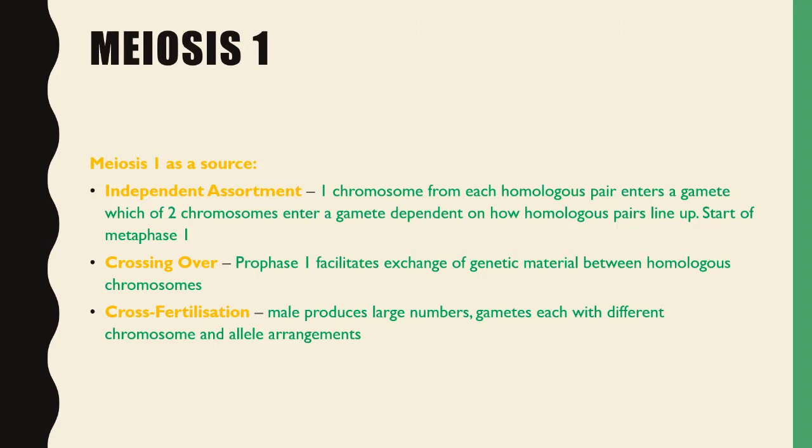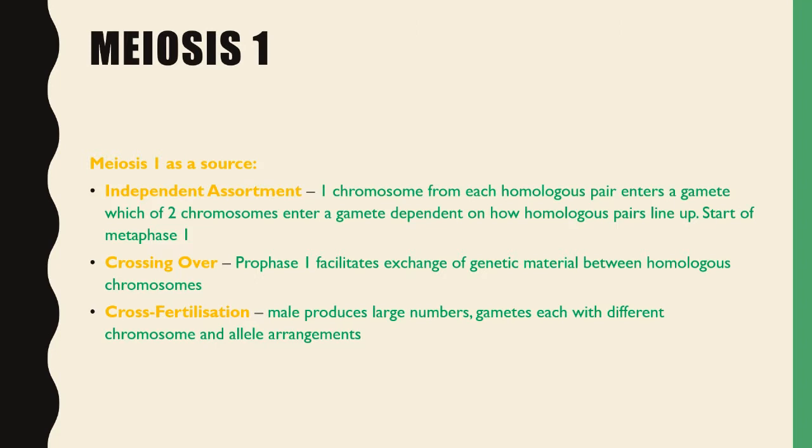If you did AS biology, which I'm sure you would have done if you're in the A2 part, then you will know all about meiosis. There are 3 different forms of meiosis 1 that act as a source of genetic variation. The first one is independent assortment, because one chromosome from each homologous pair will enter a gamete, and which of the two chromosomes will enter a gamete depends on how the homologous pairs line up at the start of metaphase 1. You then have crossing over, which is in prophase 1, which facilitates the exchange of genetic material between the homologous chromosomes.